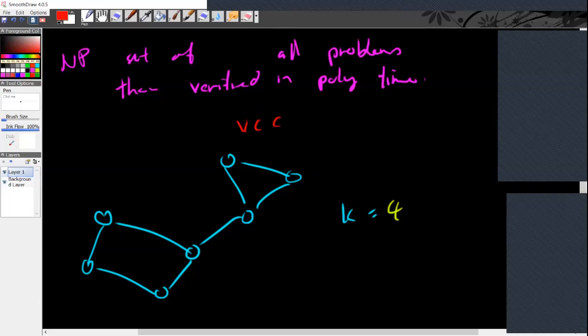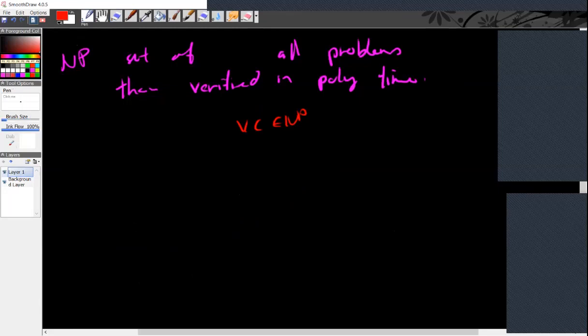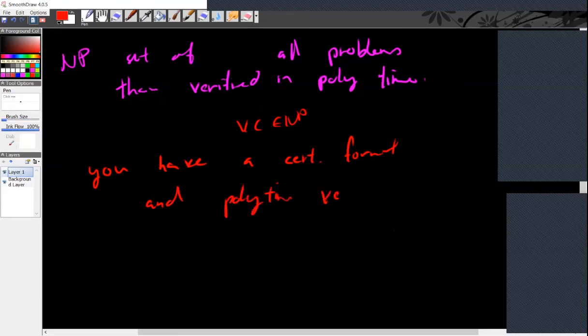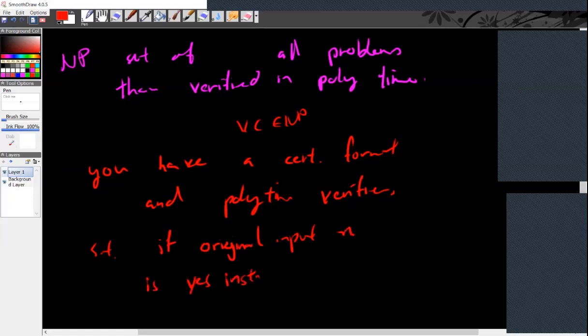When I say VC is in NP, let's be formal about this. This was very informal. What I'm saying is that there exist two things. If it's in NP, you have a certificate format, cert format, and a polytime verifier such that if the original input, let's call it X, is a yes instance, meaning it's solvable, then your verifier algorithm, let's call that V, given input X and given the certificate C, will say yes.